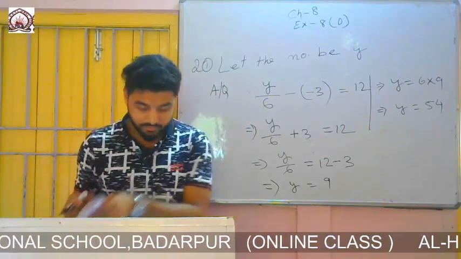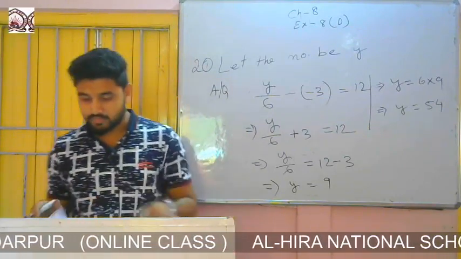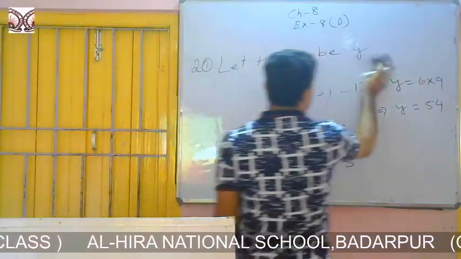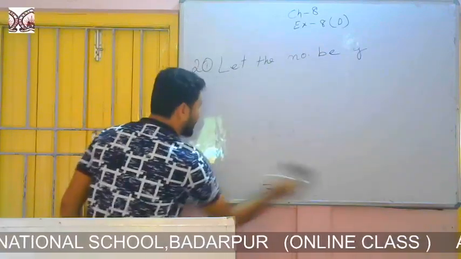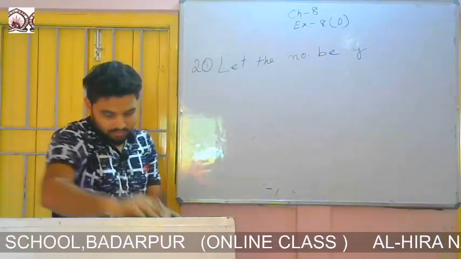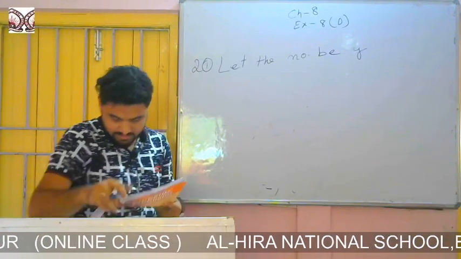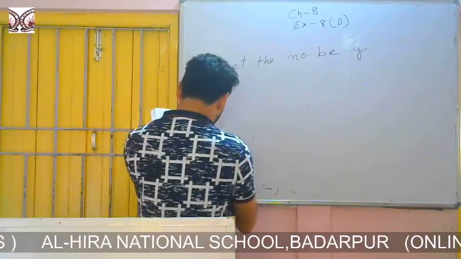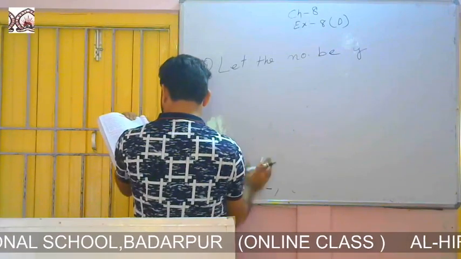Okay, but, okay, let me check. I think the question is wrong. Answer is not matching. A number divided by 6, a number divided by 6 minus 3, it will be like that.